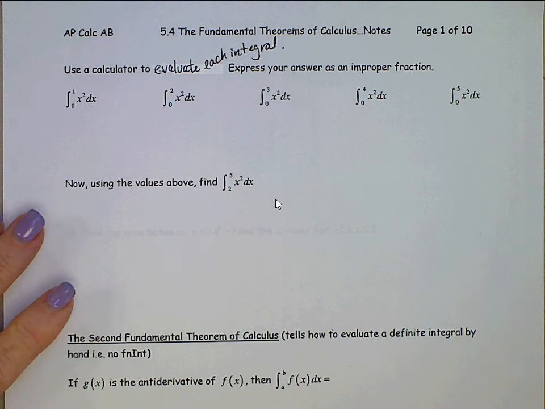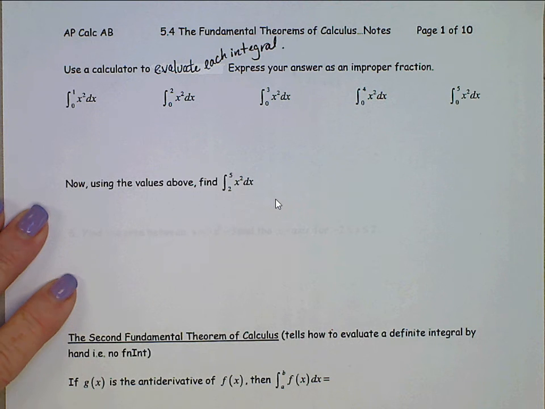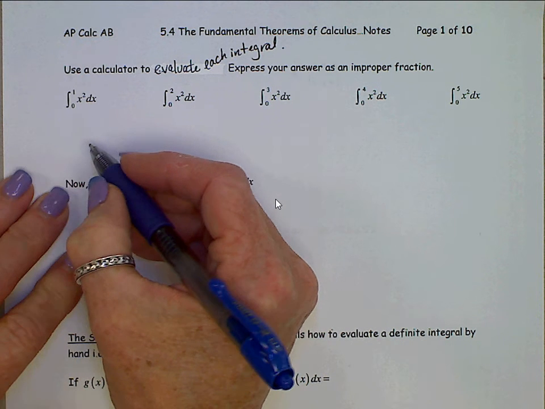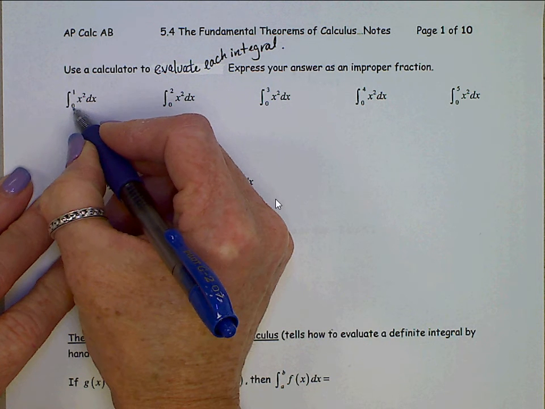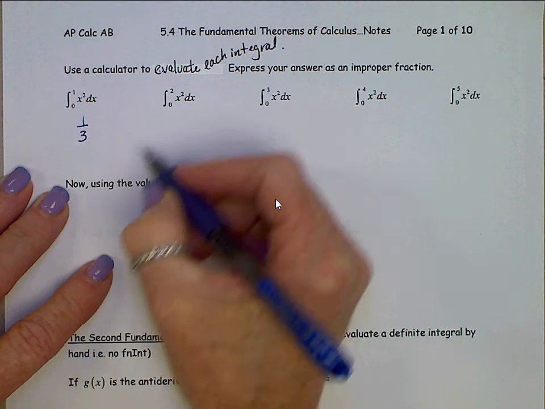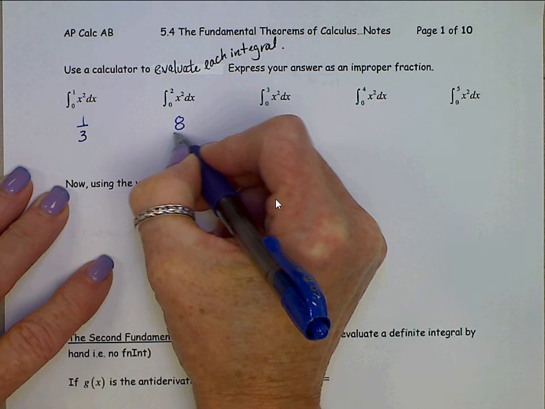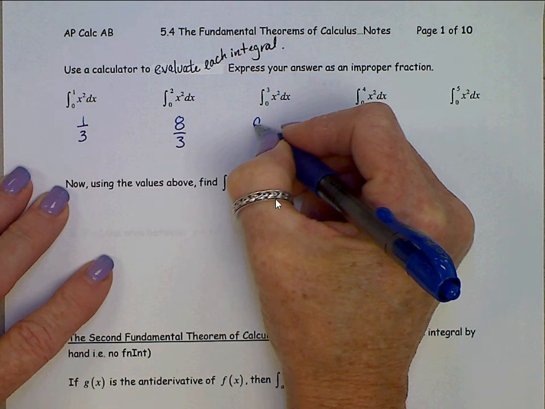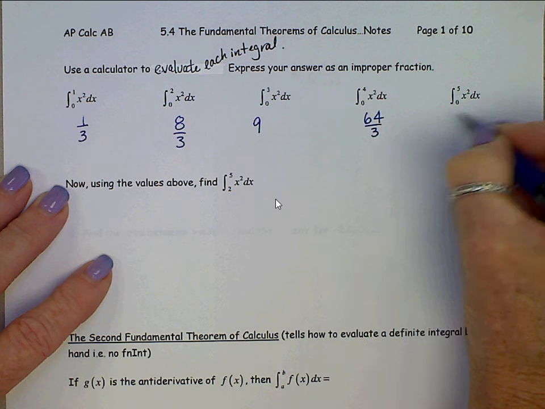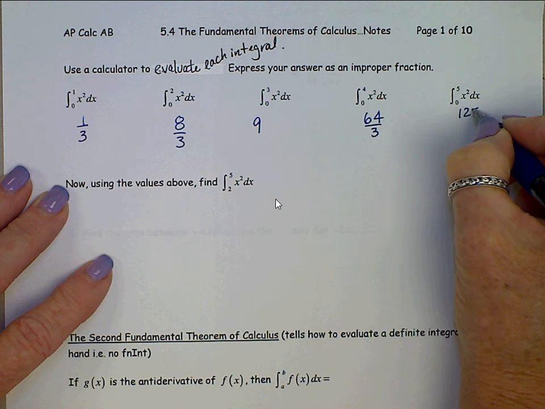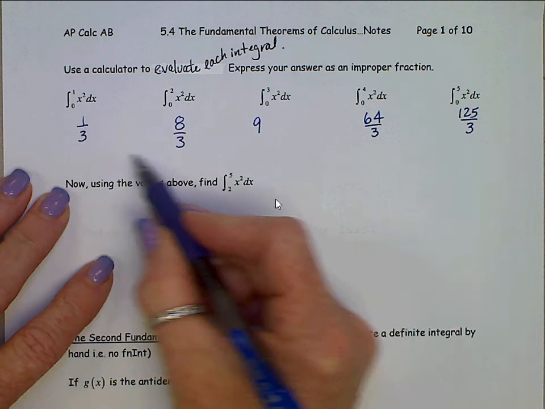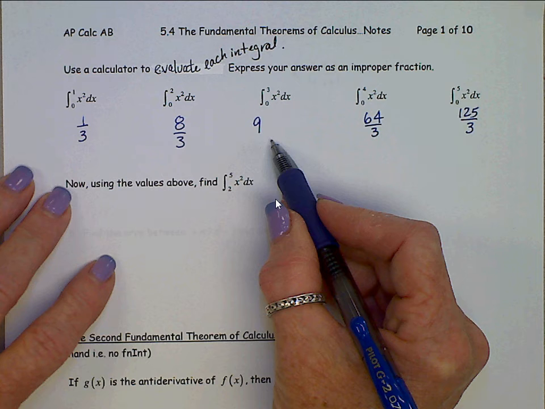Welcome back. And we are looking at this information, confirming that you just did this on your calculator and got these numbers. For this integral from 1 to 0 of x squared dx, you should have gotten 1/3. For this one, 8/3. For this one, 9. And this fourth one, 64/3. And the fifth one, 125/3. All right, all of these are something over 3 with the exception of this third one.